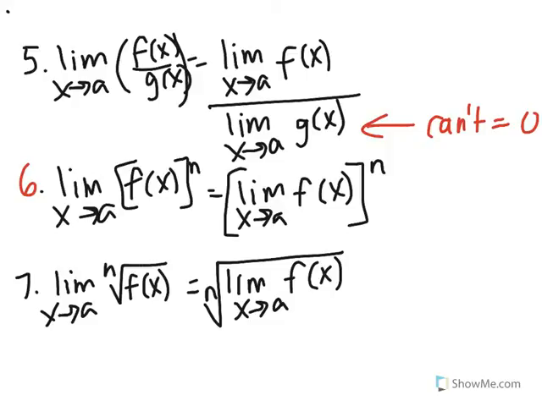Alright, then the last one, I think I can fit it down here. The limit of a constant is always the constant. So if I just have a number like 5 or 7 or 12 or negative 5, the limit as x approaches a of just a number is always equal to that number.